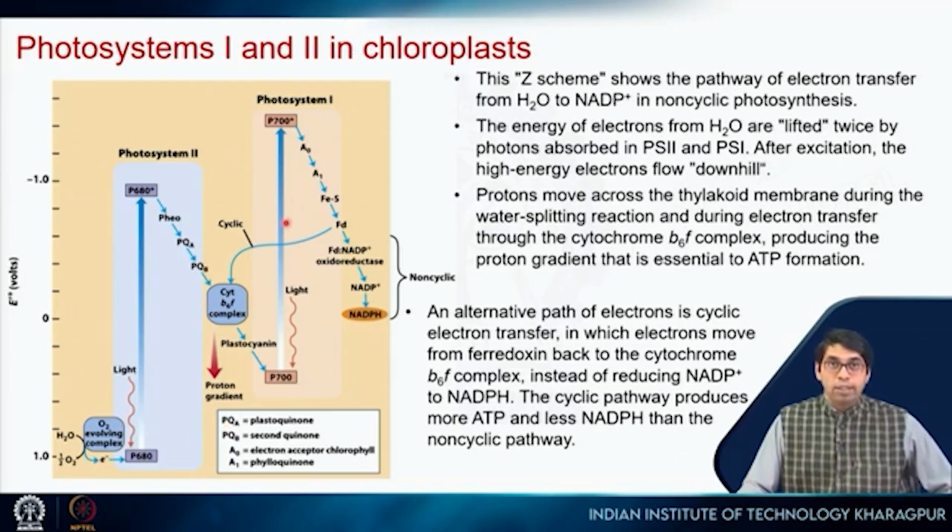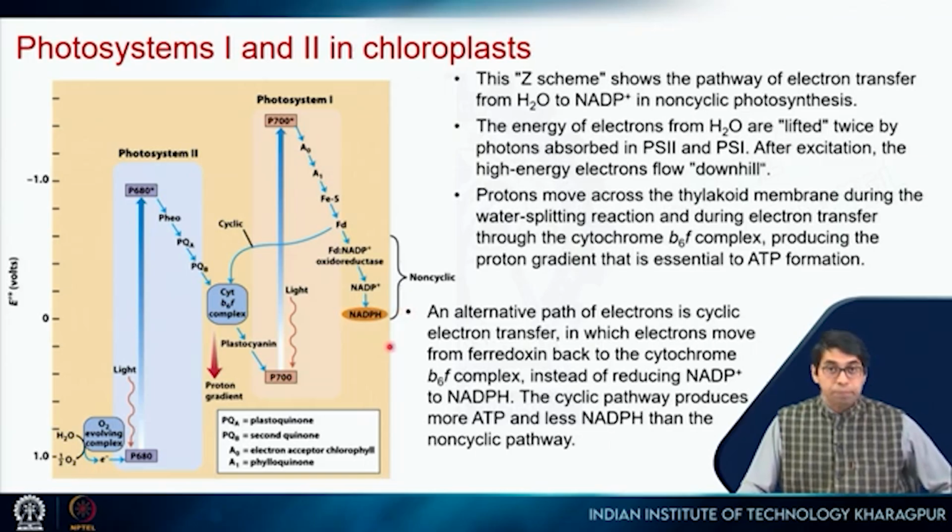So, the energy that is derived here is used for pumping of protons. So, in the cyclic pathway you are not creating any NADPH, but ultimately this proton gradient will be used to create ATP. So, the cyclic pathway will create more ATP since it is not producing any NADPH. Okay. So, all of this is summarized here.